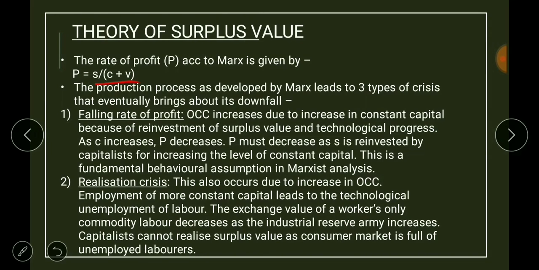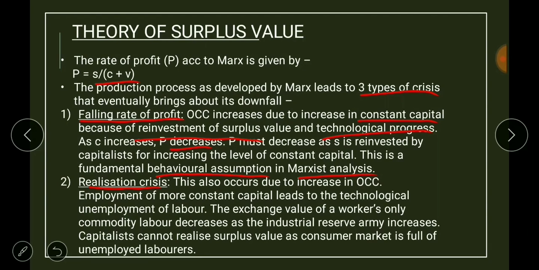The production process as developed by Marx leads to three types of crises that eventually bring about the downfall of capitalism. Firstly, falling rate of profit. Organic composition of capital increases due to the increase in constant capital because of reinvestment of surplus value and technological progress. It is assumed that the surplus value that is expropriated by the capitalists is reinvested to create constant capital. As constant capital increases, profit decreases. Profits must decrease as surplus value is reinvested by capitalists for increasing the level of constant capital. This is a fundamental behavioral assumption in Marxist analysis.